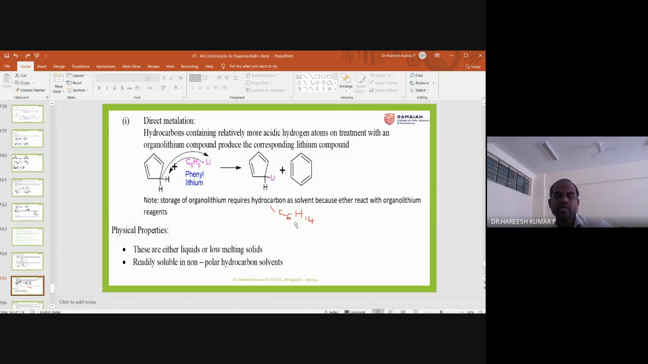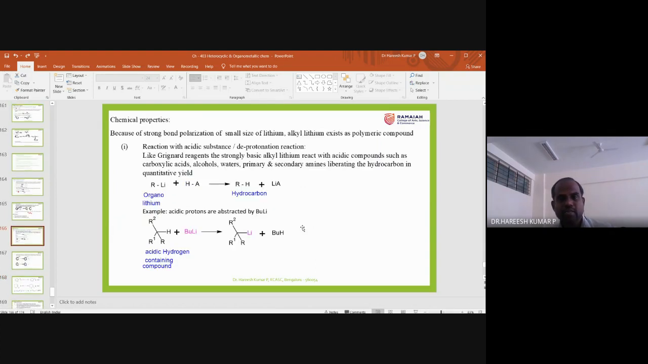One more thing, there is more demand for hexane because it is one of the constituents present in petrol. It is a low boiling solvent. More particularly, the boiling point of hexane is somewhere around 50 degrees. Right. So with this, I will go to the next slide, which is about the chemical properties.